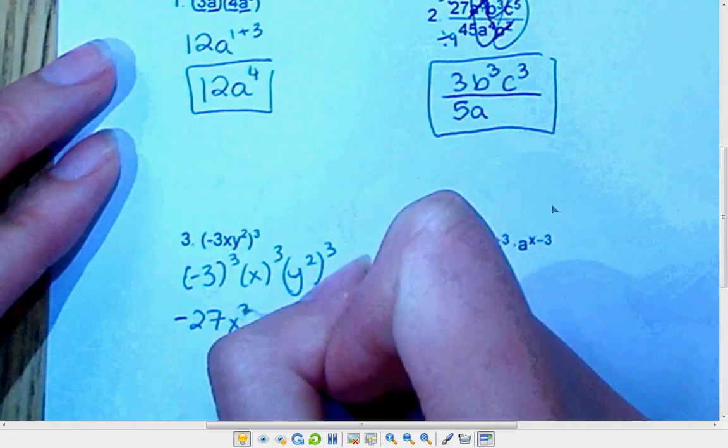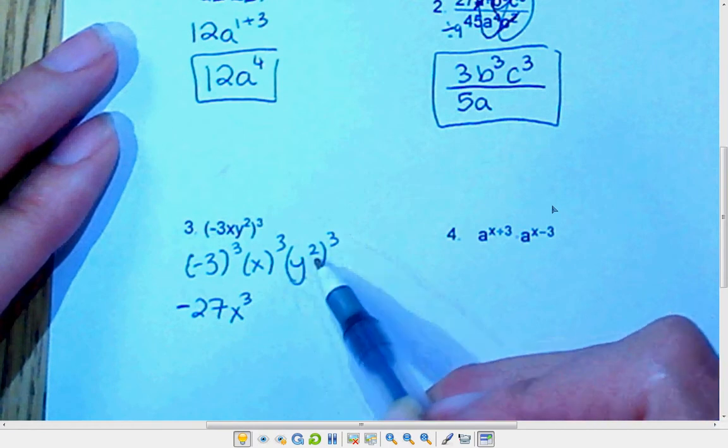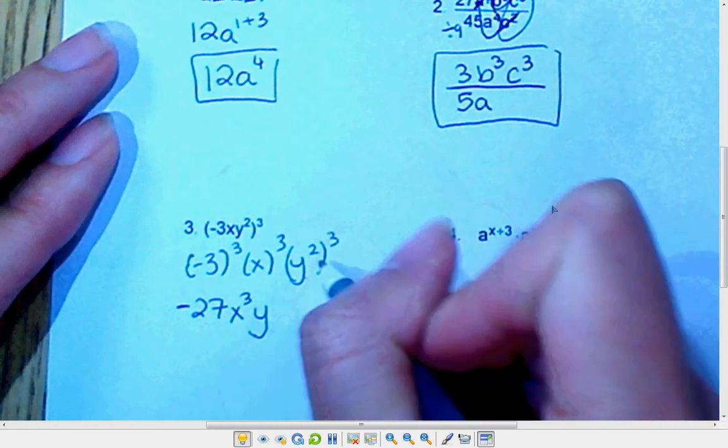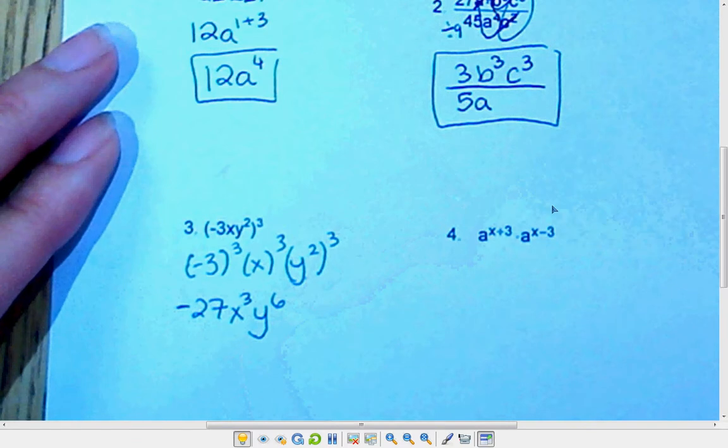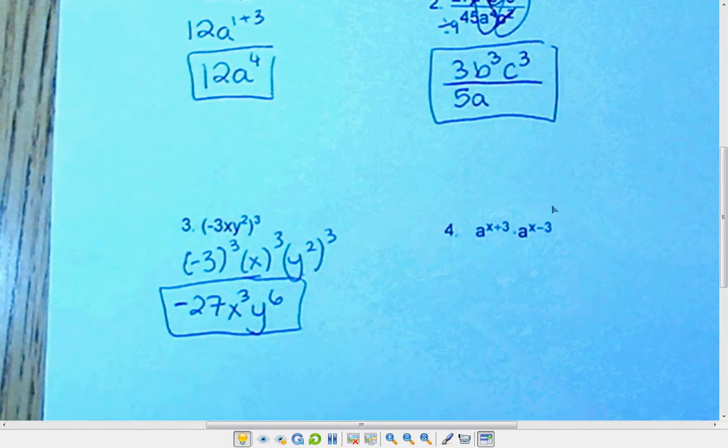X to the third stays x to the third, and in this case, see how there's only one base, exponent to an exponent? Here we're going to multiply those. So 2 times 3 gives you 6. Can't simplify anymore. This is my simplified expression.